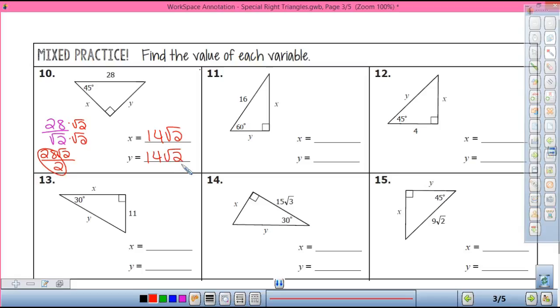Okay? Number 11, what kind of triangle? 30, 60, 90. Okay, I'm given the hypotenuse. I should go hypotenuse to what? Which leg? Short leg. Because all I have to do is divide by 2. So 16 divided by 2 is 8. And then to get short leg to long leg, multiply by the square root of 3. So 8 times the square root of 3.